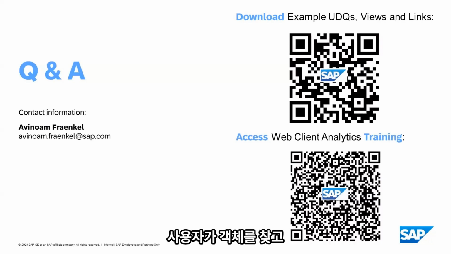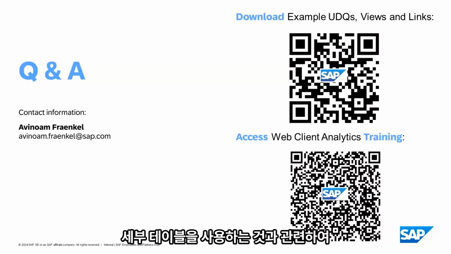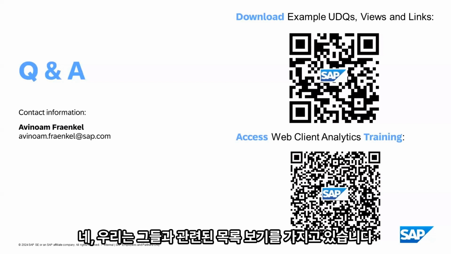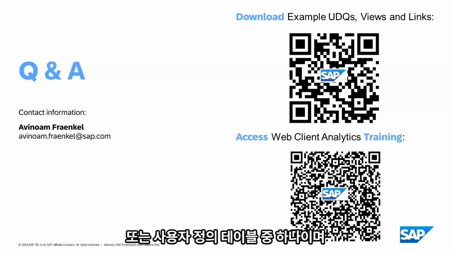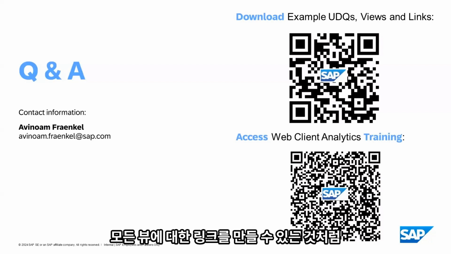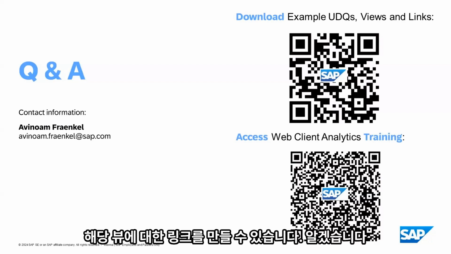And as far as user-defined objects and user-defined tables are concerned, yes, we have a list view related to them. We have various views that we can build within the list views related to each one of those objects, either the user-defined object or the user-defined table. And we can create links to those views, just like we can create links to any view. Okay.